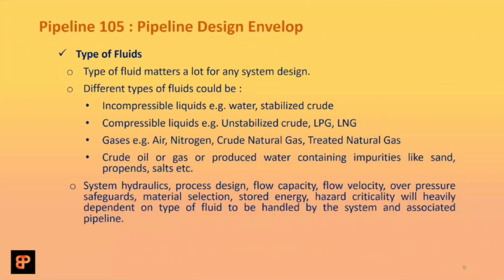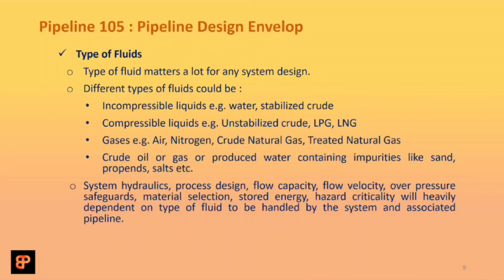System hydraulics or process design will depend on all these different types of fluids. So for flow capacity, flow velocity, overpressure safeguards, all these things, process system design will come into the picture. For all these parameters, the type of fluid or process service will play a very vital role in the system design. The material selection, stored energy, and hazard criticality will be heavily dependent on the type of fluid to be handled by the system and associated pipeline.